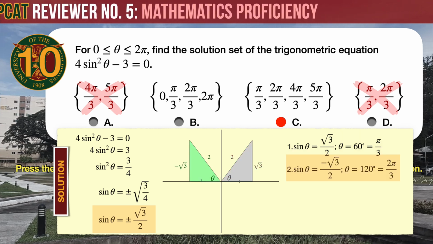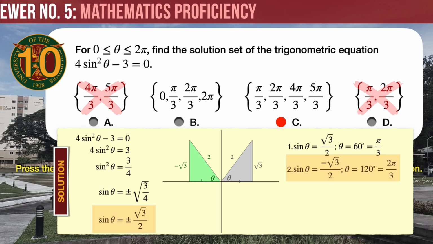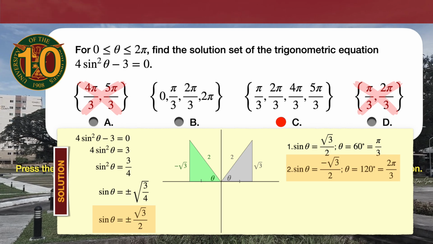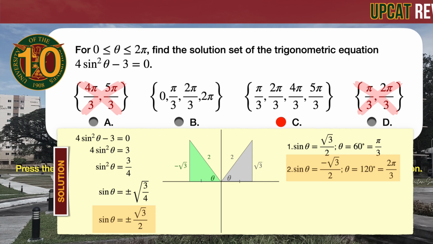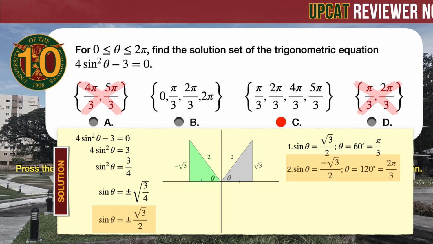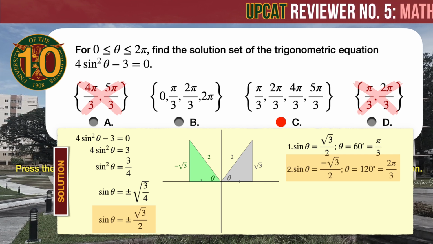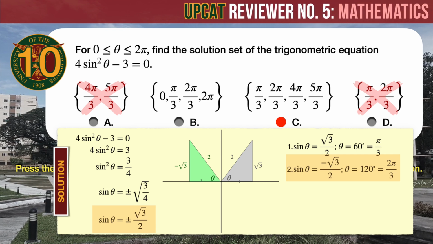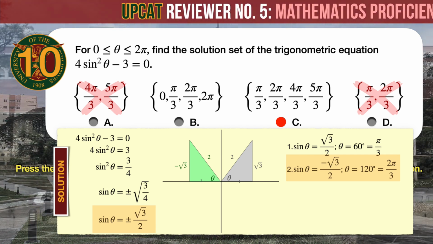For the second solution, sine theta is equal to negative square root of 3 over positive 2. Again, we've drawn the corresponding triangle in the Cartesian plane for you, and worked out theta to be 120 degrees, or 2 pi over 3 radians. This is our second solution.